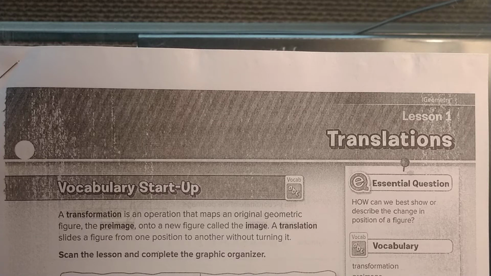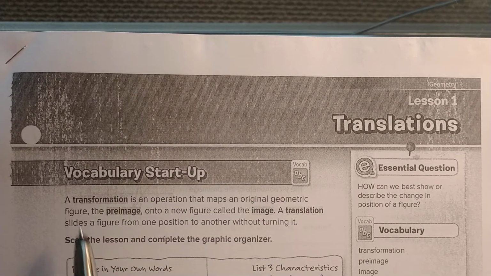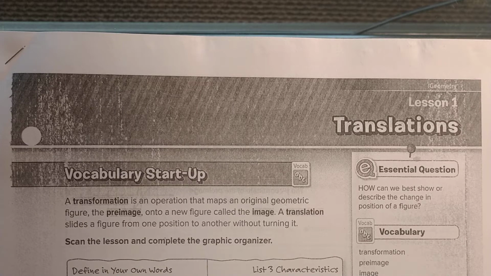Lesson 1, translations. All right, so at the very beginning here, it says a transformation is an operation that maps an original geometric figure, the pre-image, onto a new figure called the image. A translation slides a figure from one position to another without turning it.